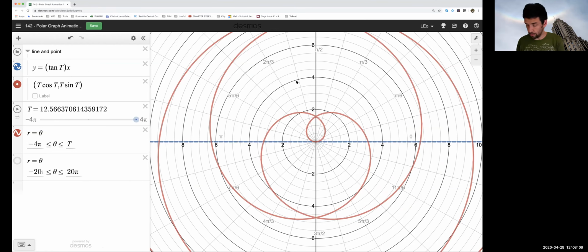All right, let's do one more graph. Let's again start by hand. Okay, so let's go back to the paper.